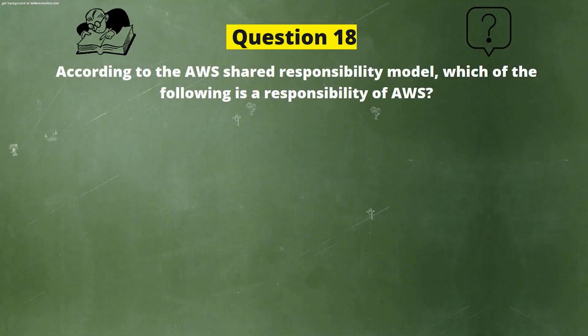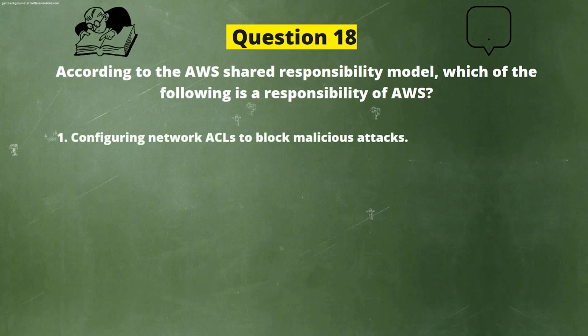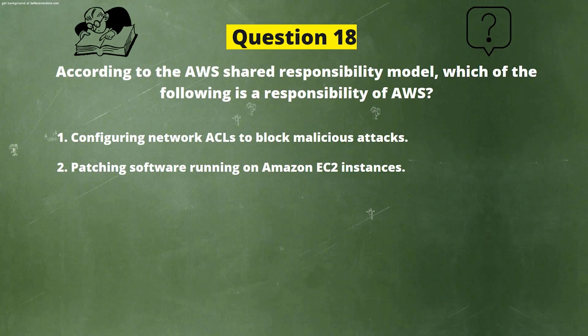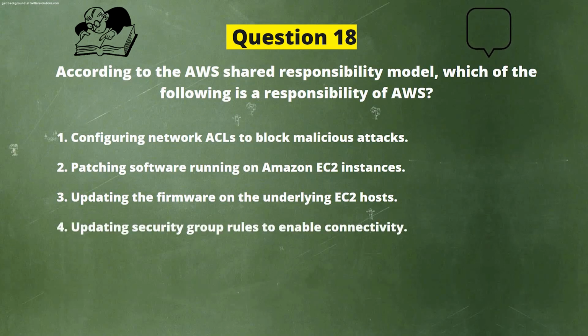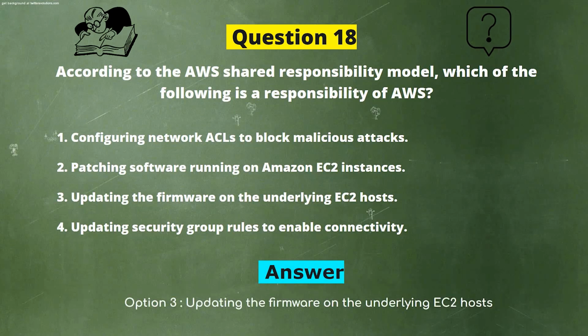Next question. According to the AWS Shared Responsibility Model, which of the following is a responsibility of AWS? And the options are: Option 1. Configuring network ACLs to block malicious attacks. Option 2. Patching software running on Amazon EC2 instances. Option 3. Updating the firmware on the underlying EC2 hosts. Option 4. Updating security group rules to enable connectivity. And the correct answer is Option 3. Updating the firmware on the underlying EC2 hosts.